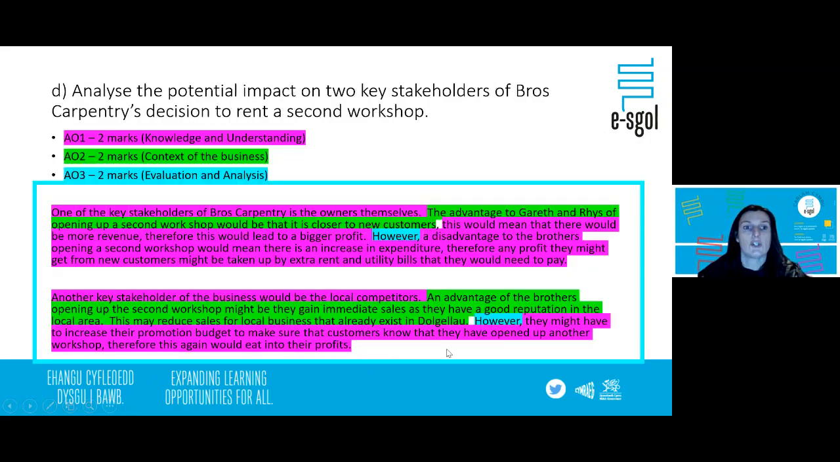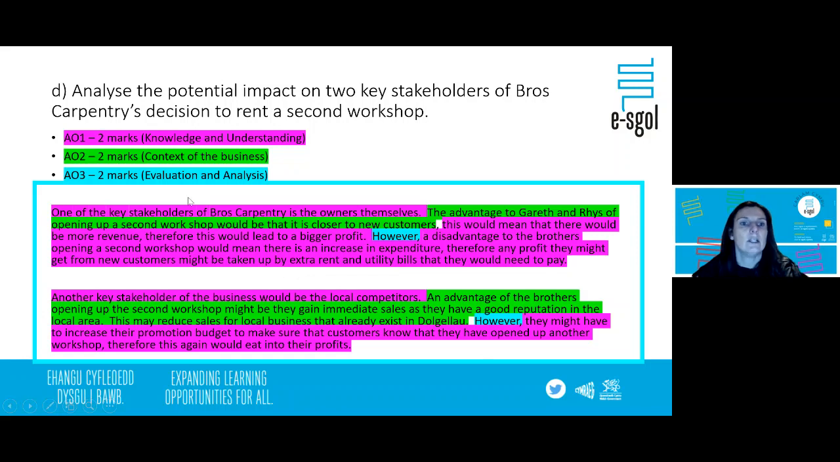Okay, so looking at the next question: analyse the potential impact on two key stakeholders of Brose Carpentry's decision to rent a second workshop. So this is a 6-mark question broken up into 2-mark sections of AO1, which is your knowledge and understanding, your AO2, which is context of the business, and your AO3, which is 2 marks of your evaluation and analysis. As I've done before, I've highlighted the whole way in which it's been written as evaluation and analysis, and I've tried to pinpoint what is knowledge and understanding and what is context of the business in the colours.